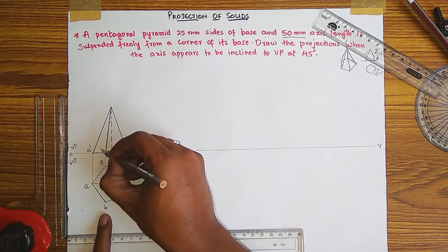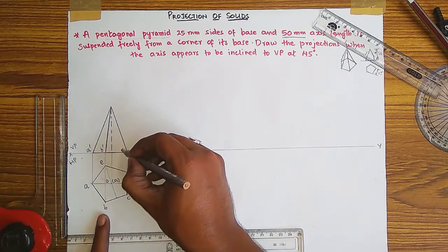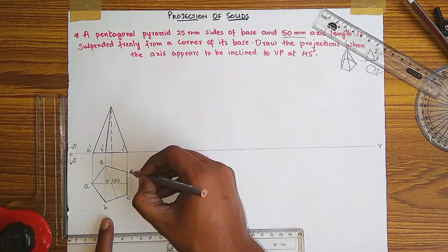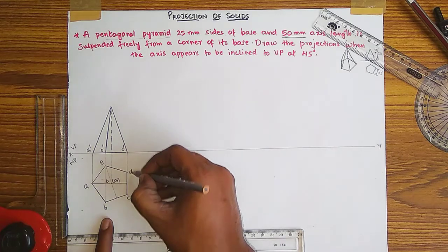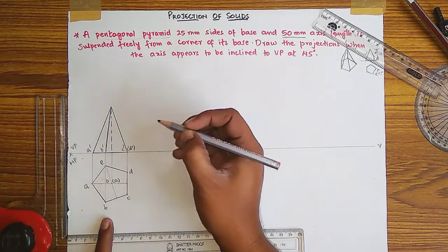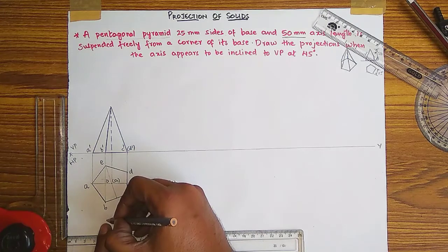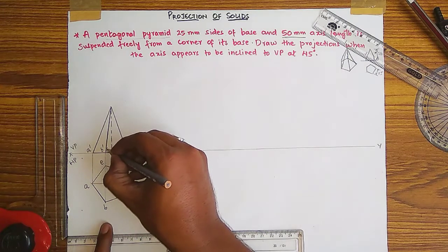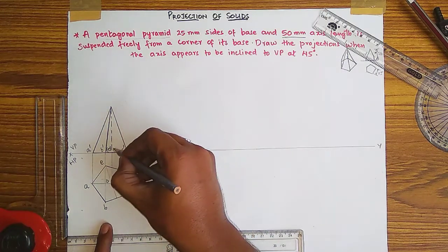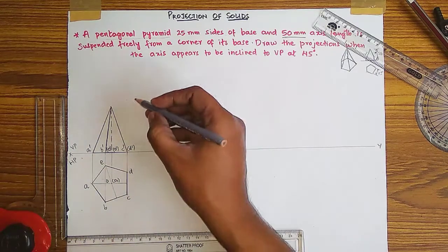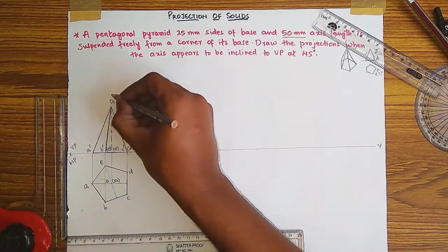B is visible, B dash. C is visible, C dash. From here D is not visible, it is backward, it is invisible. So you have to write it in bracket D dash. And E is also not visible from the downwards, so you have to write it in bracket, and remaining O dash, sorry, and O1 you have to do it on top.